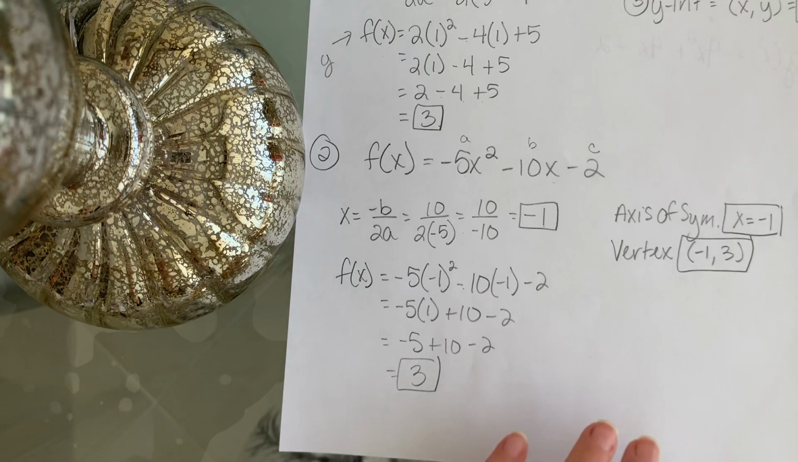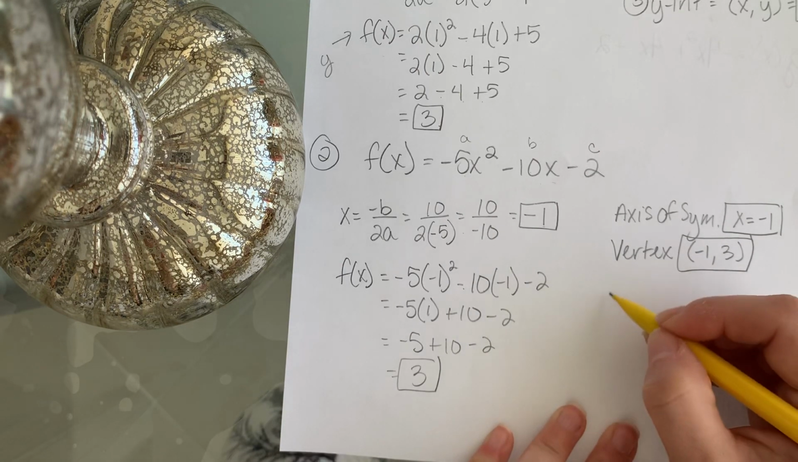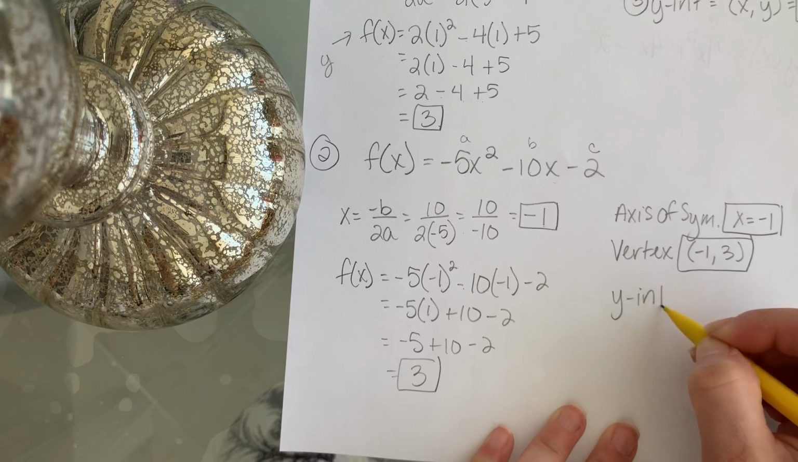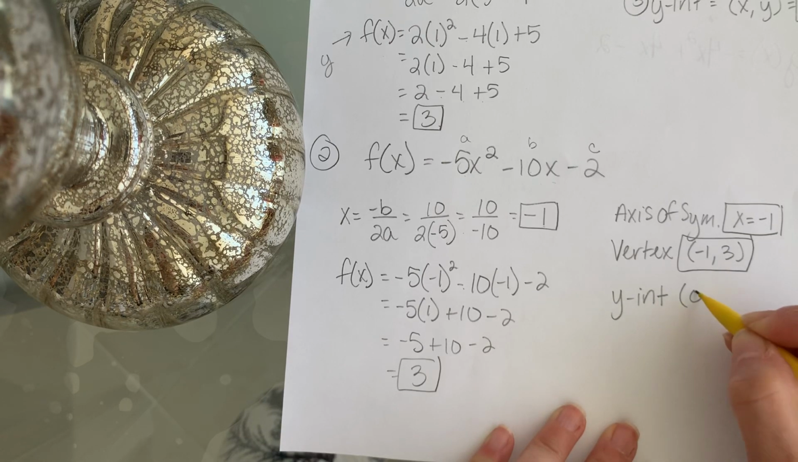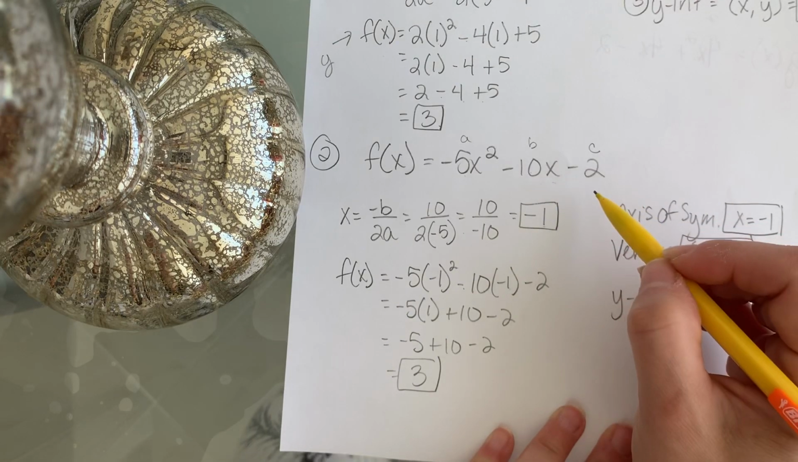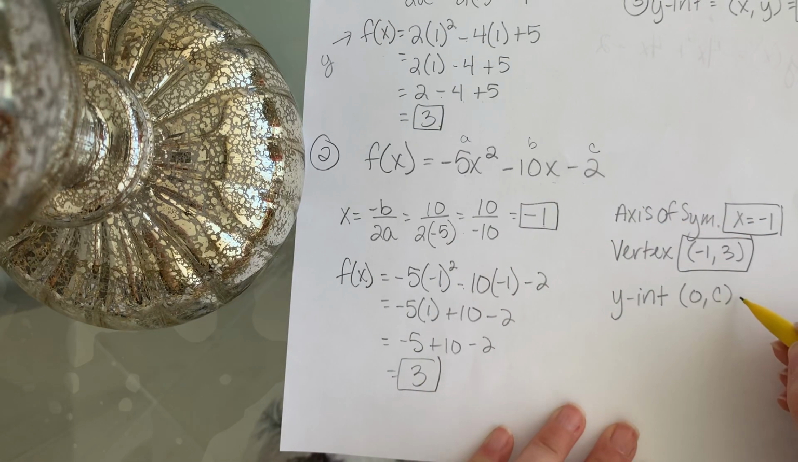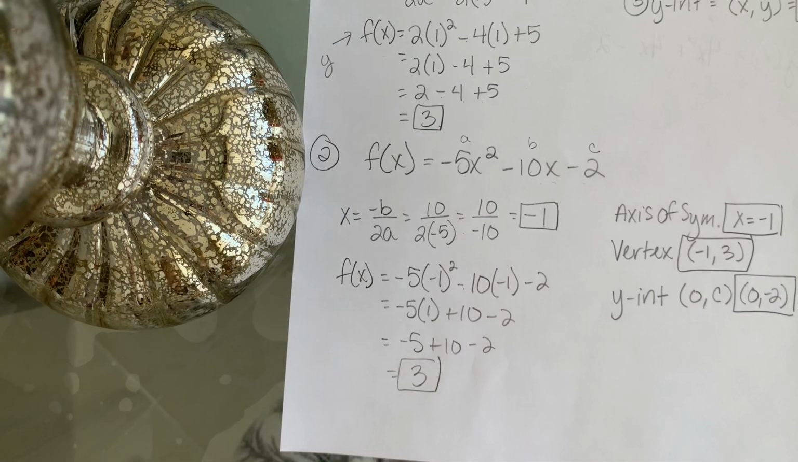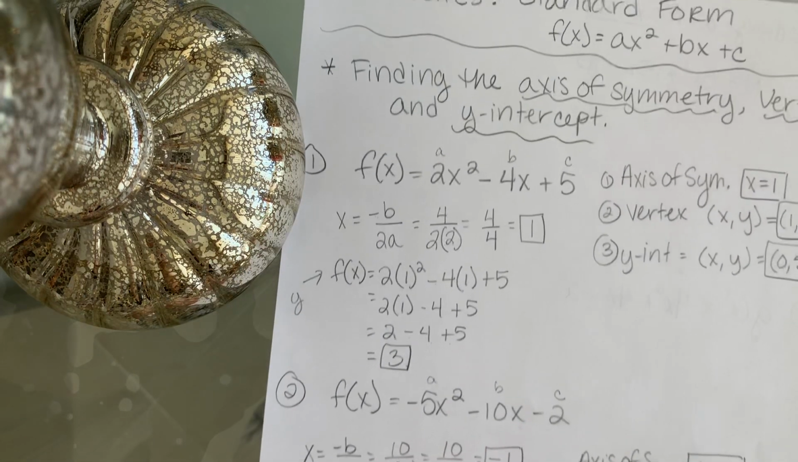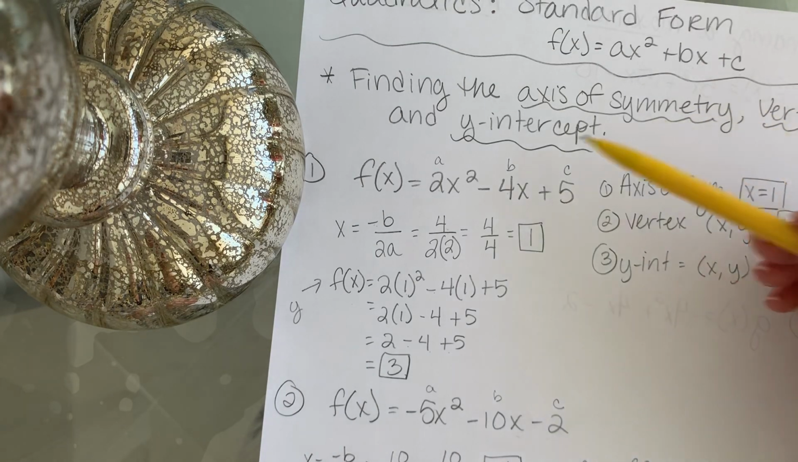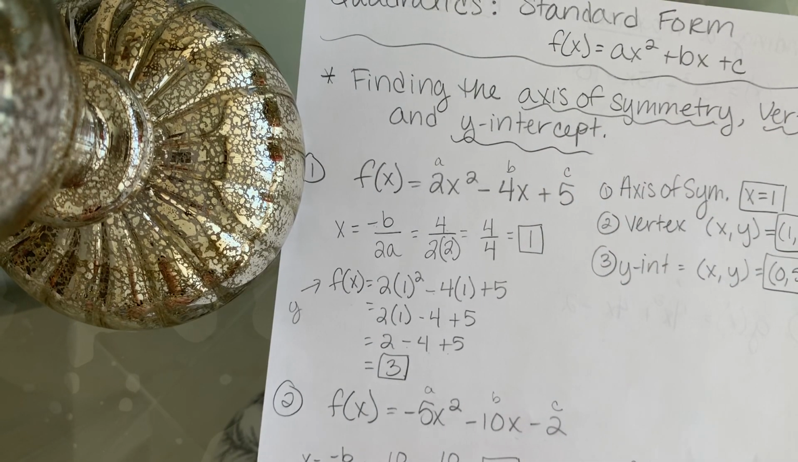And that's done. And now for the last thing is the y-intercept. The y-intercept is always 0 comma whatever the c is. Whatever the c is, what's the c? Negative 2. So 0 comma negative 2 is your y-intercept. And that's it. That's how you find the axis of symmetry, the vertex, and the y-intercept.